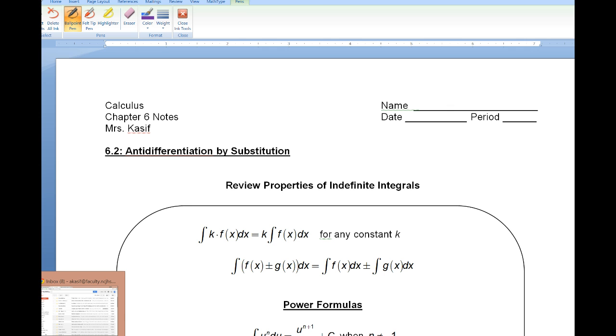So, chapter 6 is a little weird because we're gonna start in 6.2, and then we're gonna go back to 6.1, and then we're gonna jump ahead to 6.4. Isn't that nice? It makes more sense to me to do it in that order.